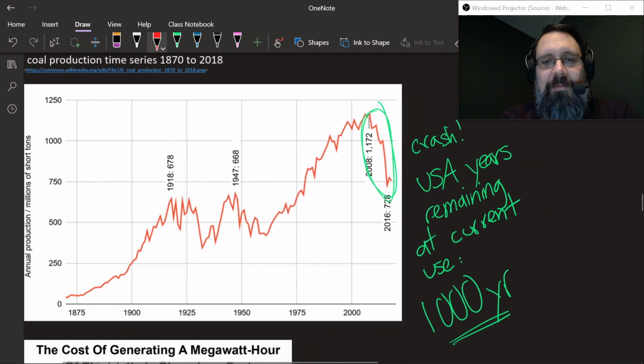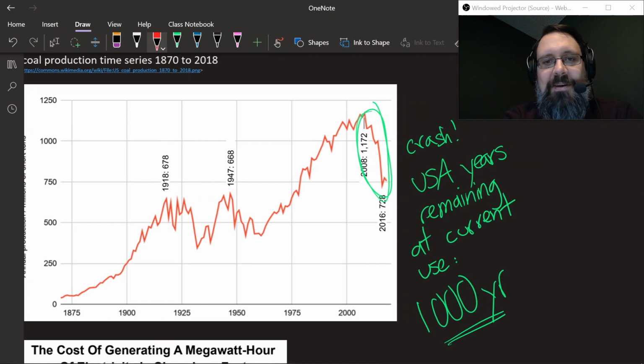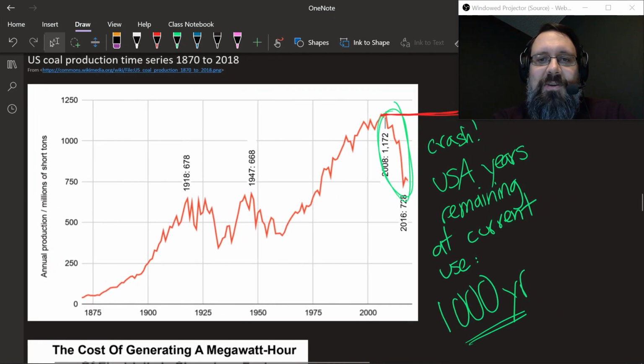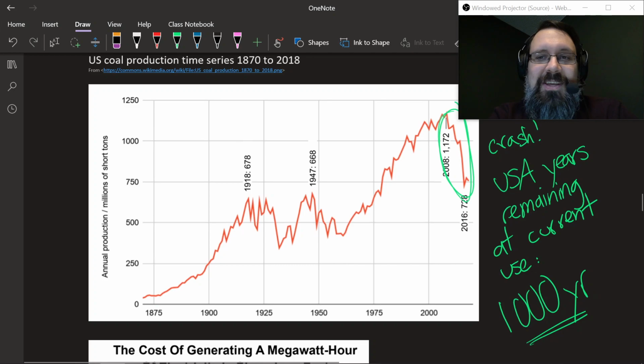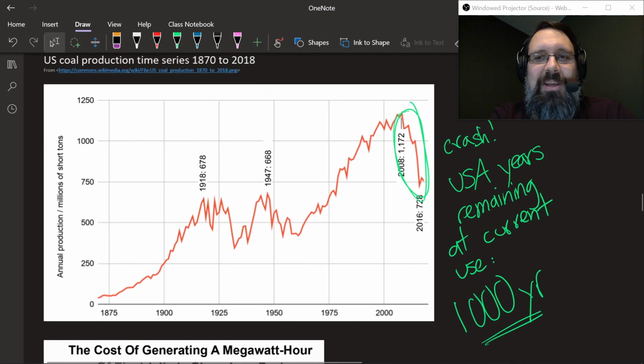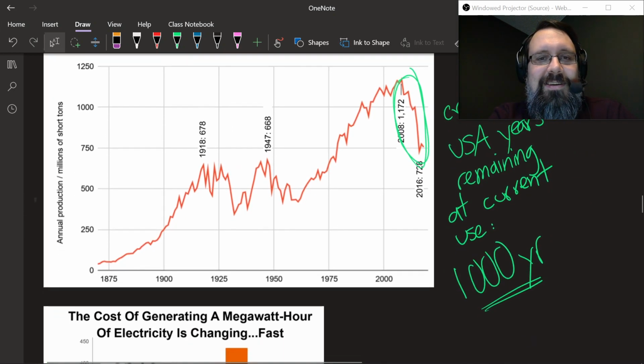The estimate that I read was back in the late 2000s. If we continued at that rate of producing coal each year, the USA itself would have 1,000 years left. The point is that there's a huge amount of coal, and people don't really appreciate how much coal there really is out there.